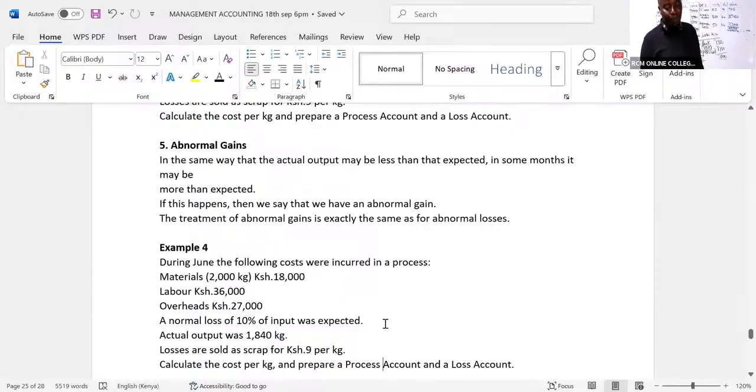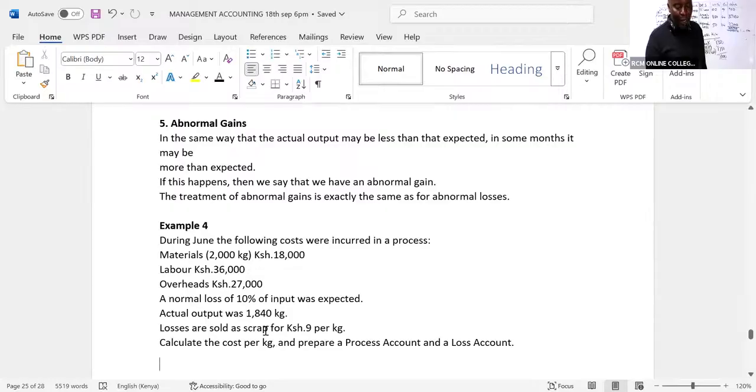Example number 4: we are told during June, the following costs were incurred in a process. Materials 18,000, labor cost 36,000, overheads 27,000. A normal loss of 10% of input was expected. The actual output here was 1,840 kilograms. Losses are sold as scrap for 9 per kilogram. Calculate the cost per kilogram and prepare a process account, and actually it's supposed to be an abnormal gain account, which I'll change later.